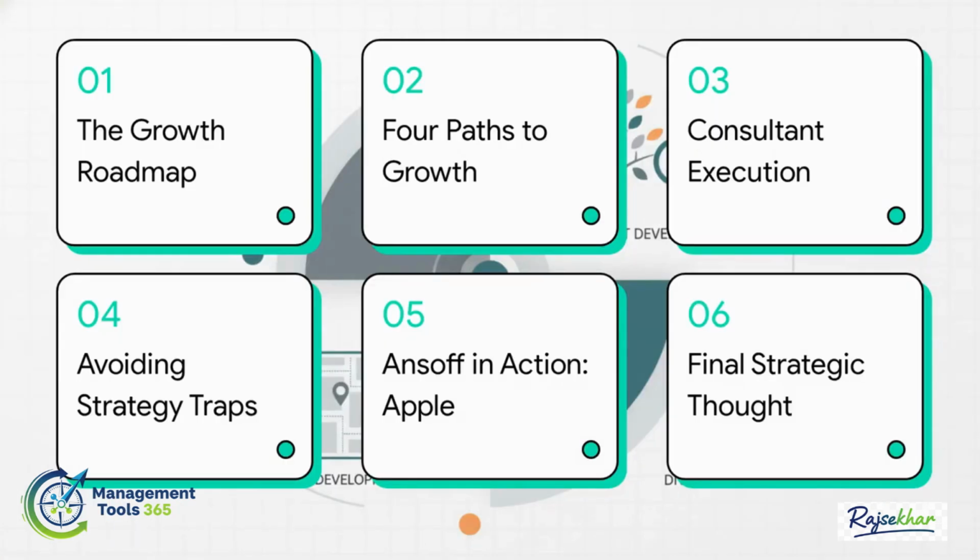So, here's how we're going to tackle this, just like a real consultant's briefing. We'll kick things off with the basic roadmap. Then, we'll dive deep into the 4 paths to growth. From there, we'll lay out an actual execution plan, cover the big mistakes to avoid, look at a killer real-world example with Apple, and then we'll wrap it all up with a final thought.